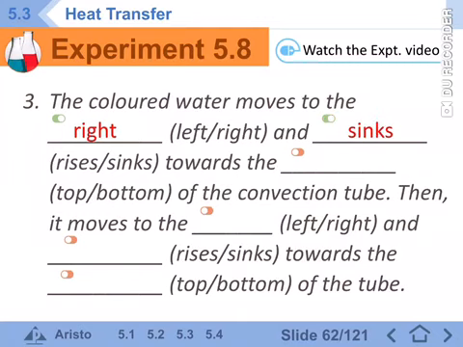It will sink towards the bottom. Okay, then it moves to the left because it's replacing the one that has gone already, and will start to rise towards the top part of the tube. So you have to see that in your diagram. The water is being moved around in a circle, and then as it cools down, it will be replaced with the hot water, and it just goes around. Hot water turns into cool water, and then it just keeps on going in this circle.